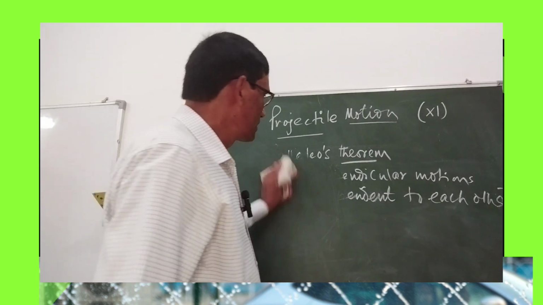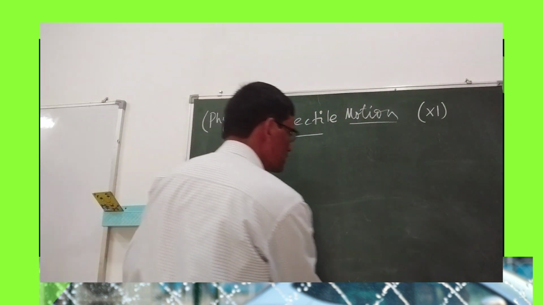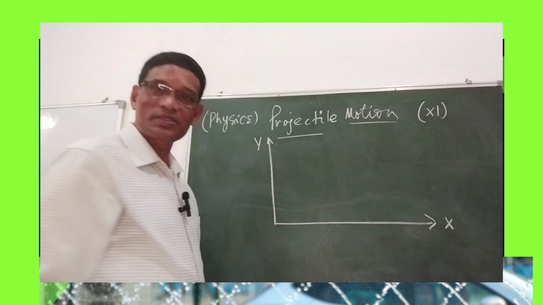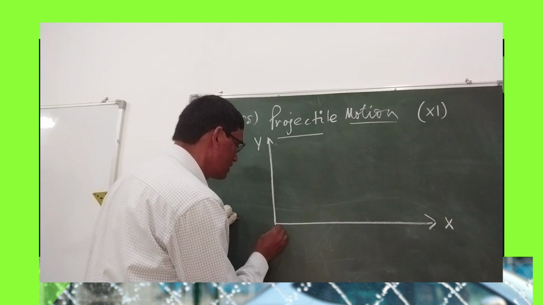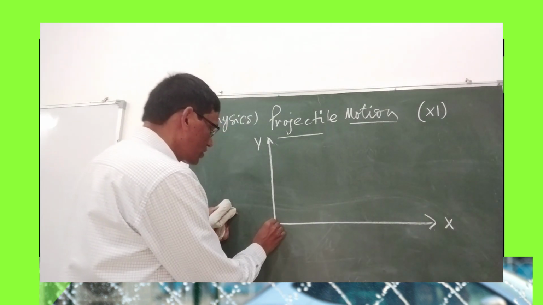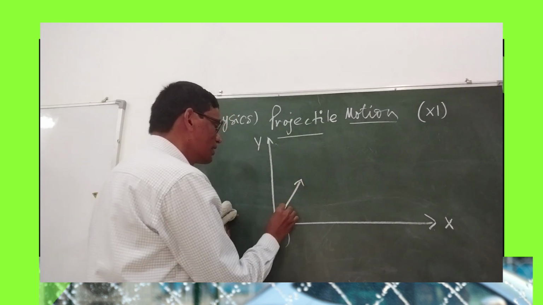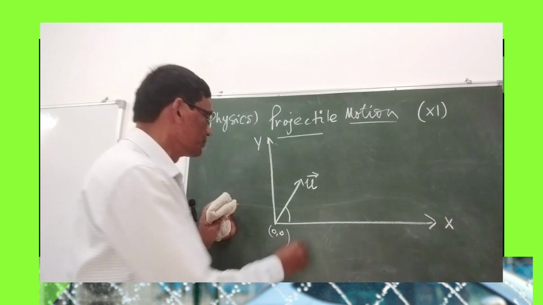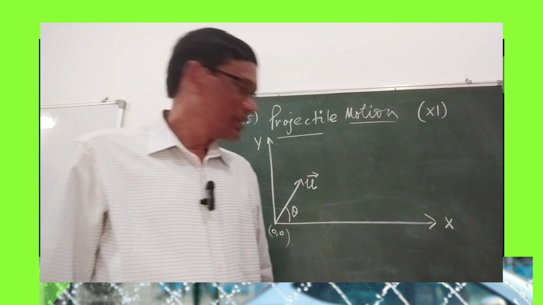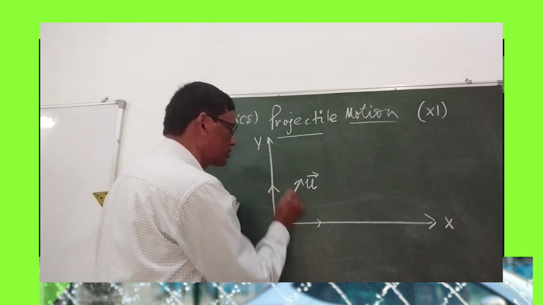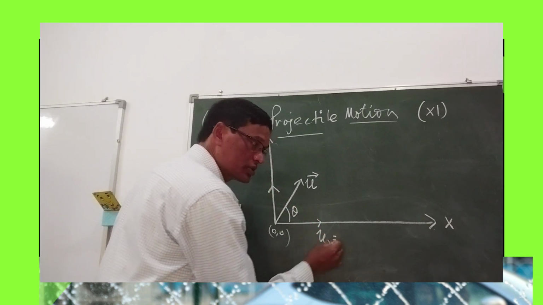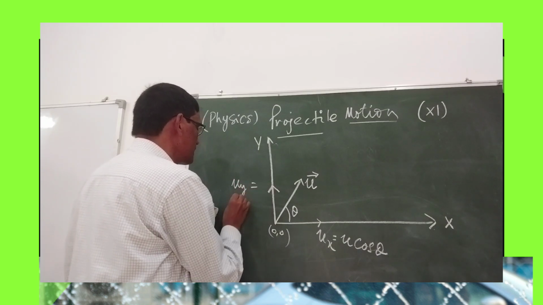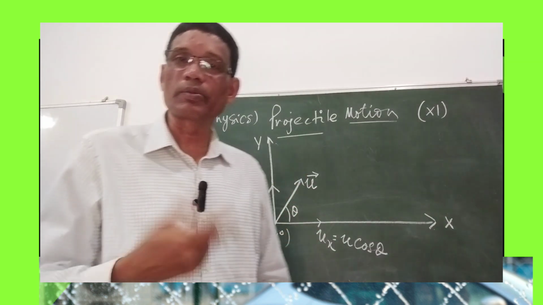Look at, let me rub this. Suppose this is your x-axis and this is your y-axis. And you project one particle from, let us say, the 0 coordinate, along this direction with one initial velocity u, and let this angle be theta. Then basically this can be resolved into the components as I told you. This will be your ux component and this will be u cos theta, and this will be your uy component and this will be u sin theta. Simple maths, trigonometric maths, right?